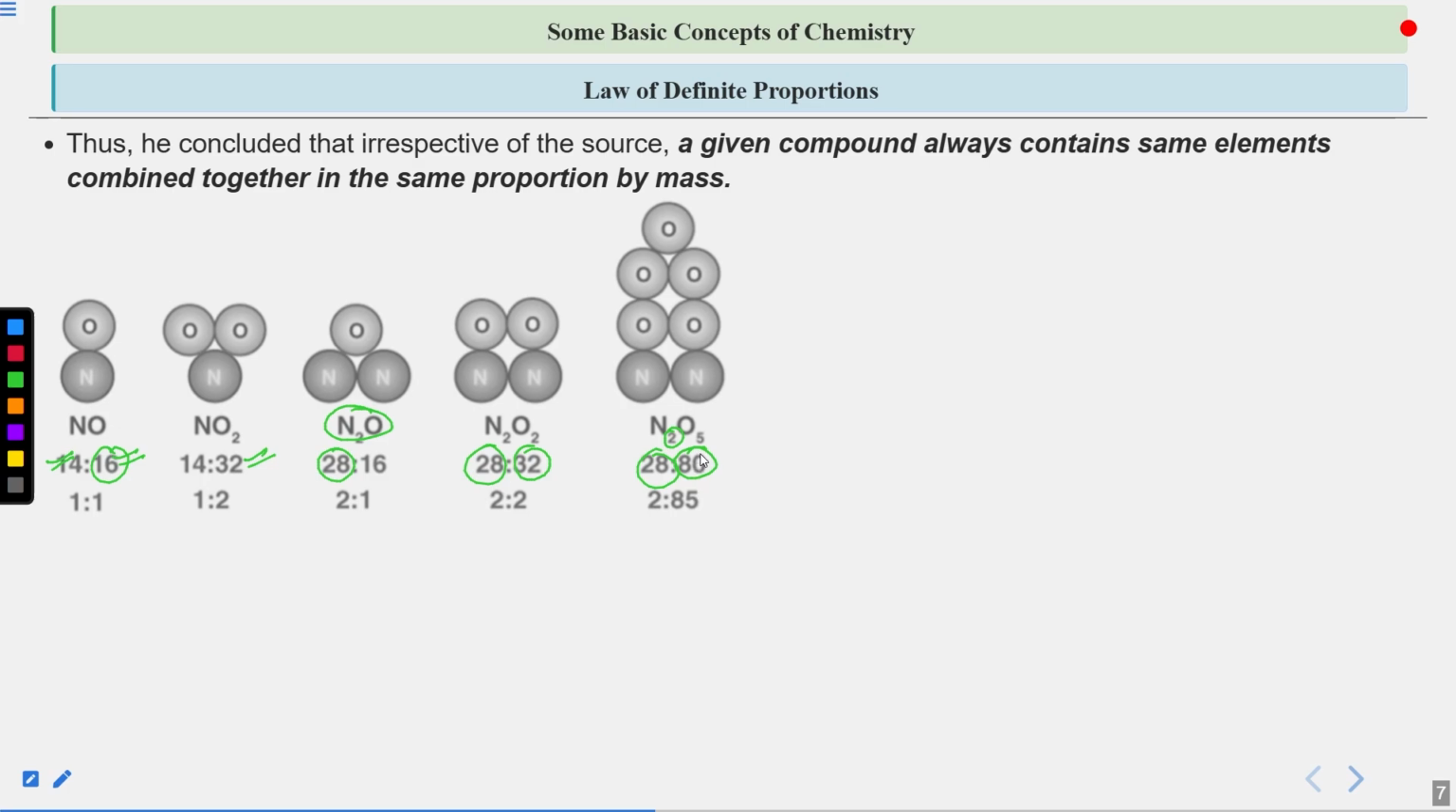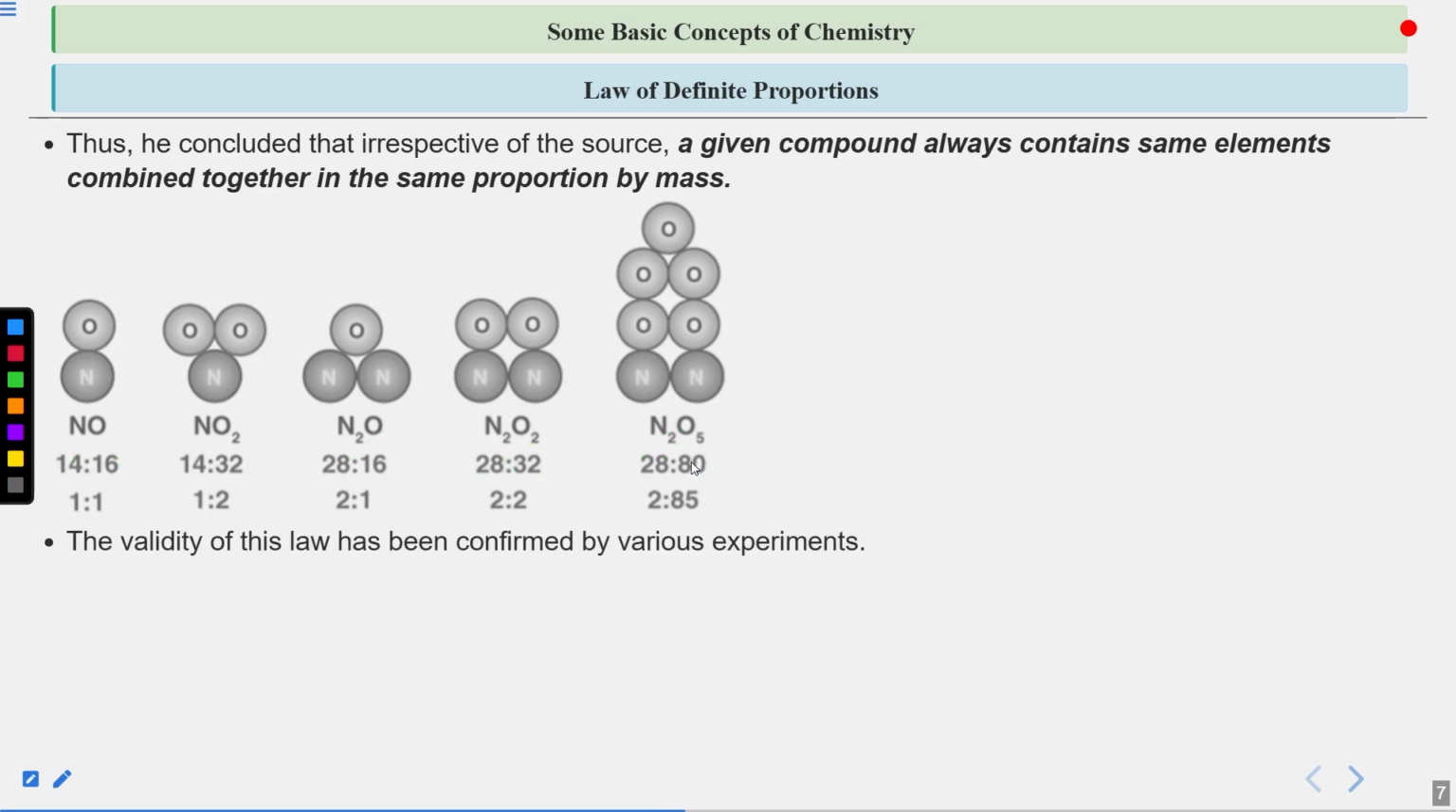Moving on further. The validity of this law was further confirmed by various experiments. This is known as the law of definite composition also in some cases, since the composition and the proportion are the same, both terms can be used in place of one another.